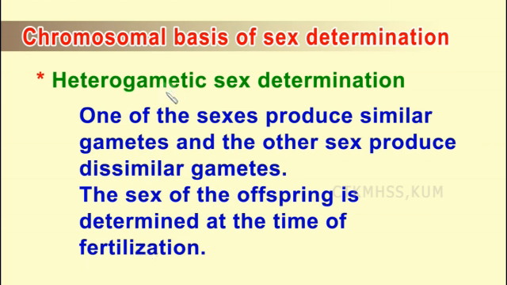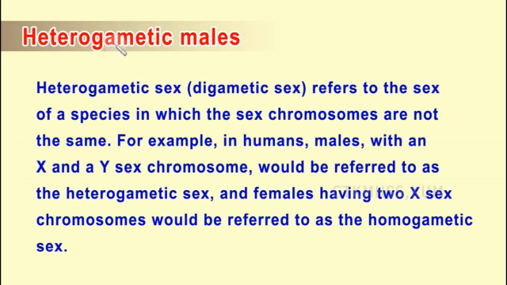Heterogametic males: the heterogametic sex, that is the digametic sex, refers to the sex of a species in which the sex chromosomes are not the same. So in the male, if you see in human beings, they are not the same. One is X and the other one is Y, so X and Y sex chromosomes. This would be referred to as the heterogametic sex, and females having 2 X sex chromosomes will be referred to as the homogametic sex. So heterogametic means 2 different chromosomes.